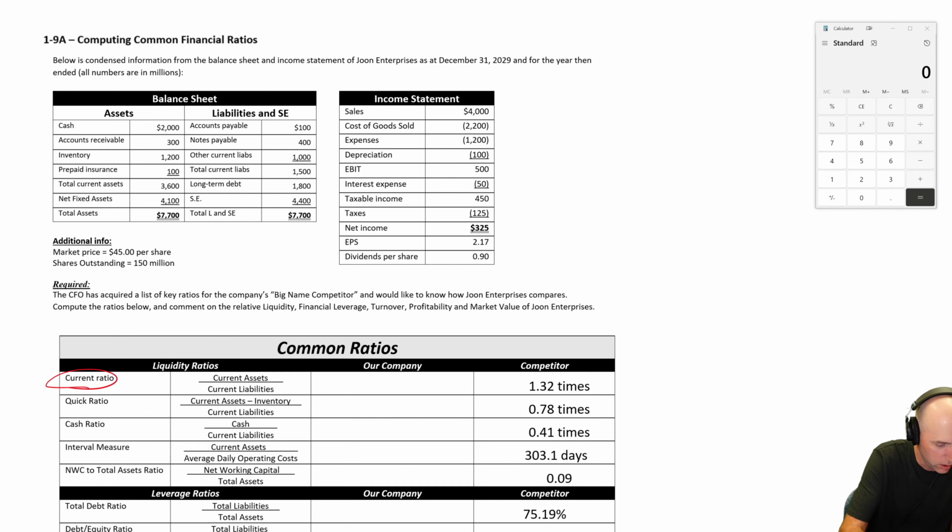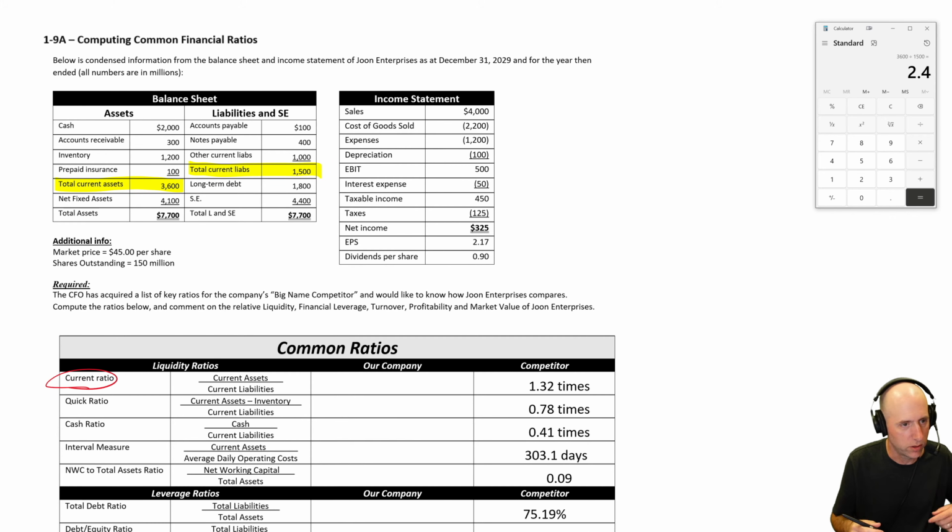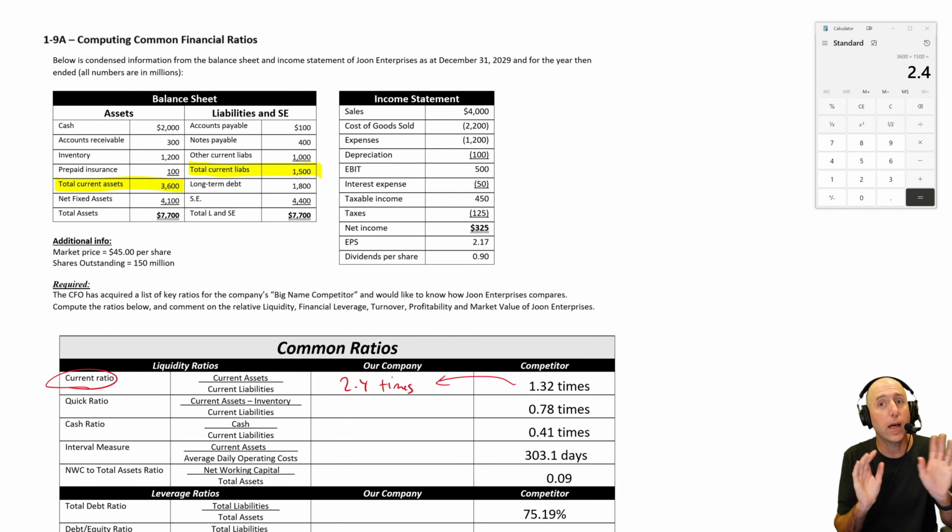Let's take a look. Our current assets are right here. Our current liabilities right there. Oops, no, that's other. Sorry, our total current liabilities are there. 3,600 divided by 1,500 is 2.4. So I have 2.4 times the current assets as I do current liabilities. I am liquid, right? And how do I know? Well, compared to my competitor, I'm more liquid than them. I'm more able to cover my short-term debts.